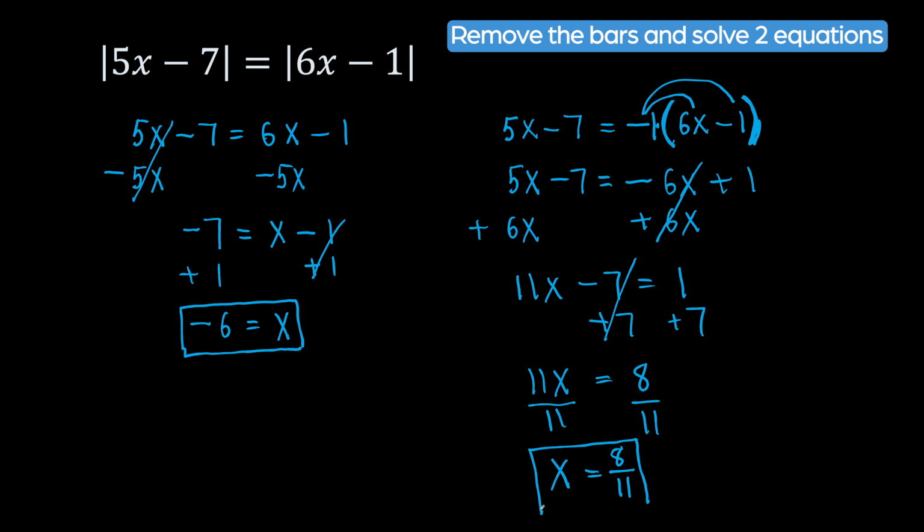So this equation has two solutions. X equals negative 6 and x equals 8/11. These solutions, they both check out.